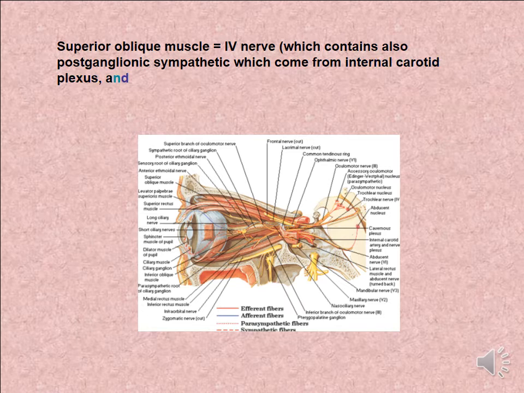The superior oblique muscle is innervated by the fourth cranial nerve, which also contains postganglionic sympathetic fibers that come from the internal carotid plexus, and proprioceptive fibers that belong to the fifth cranial nerve. The superior oblique muscle is innervated only by the fourth cranial nerve.